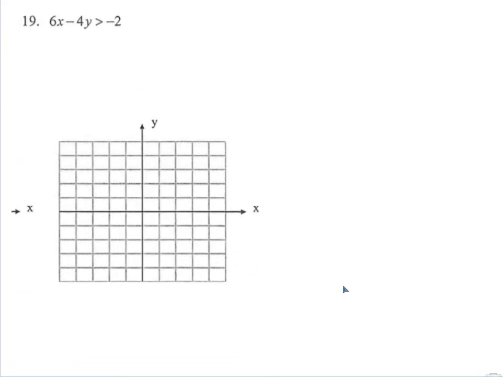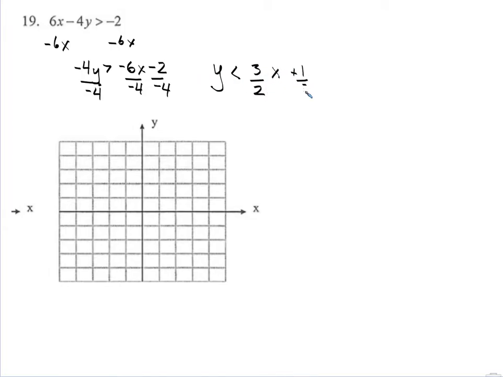All right, so how do I do this problem? Let's go ahead and get it in y form. So I'm going to subtract the 6x, and I have negative 4y is greater than negative 6x minus 2. Divide everything by negative 4, and my new equation is y is going to be greater than or less than? Nope, I'm dividing by a negative. So whenever I divide or multiply by a negative, it flips. So it's going to be less than now. And this is going to be 3 halves x, to reduce the fraction, and this is going to be plus 1 half.